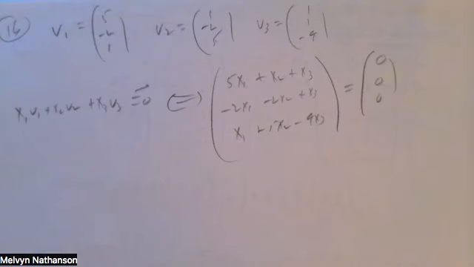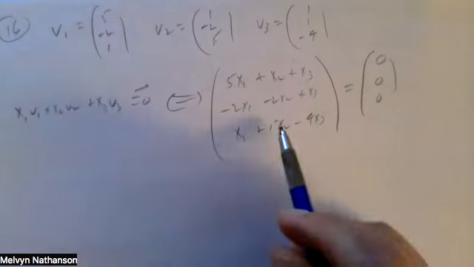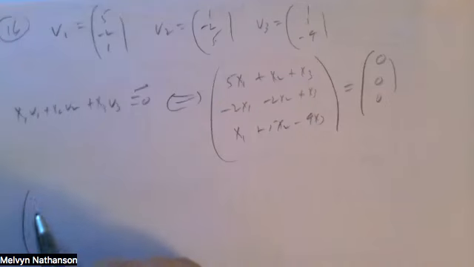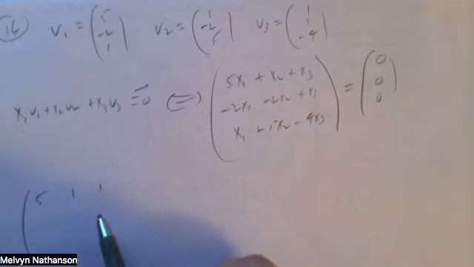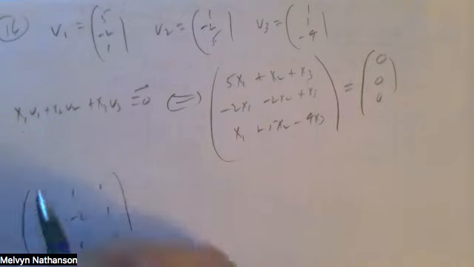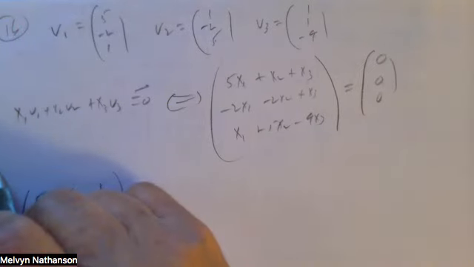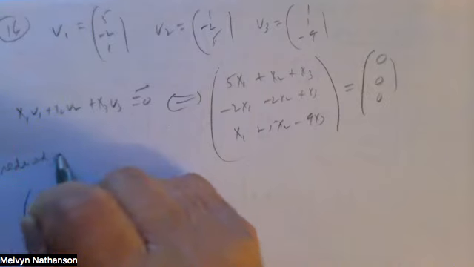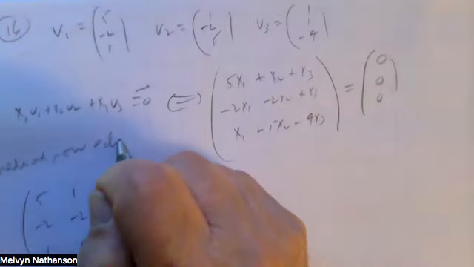Let me do it by using the matrix. So the coefficient matrix is 5, 1, 1, minus 2, 1, 1, 5, minus 4. I could add a column of zeros, but I don't have to because that's going to stay 0 no matter what. But it doesn't hurt if I do it. So I want to put this matrix into reduced row echelon form.